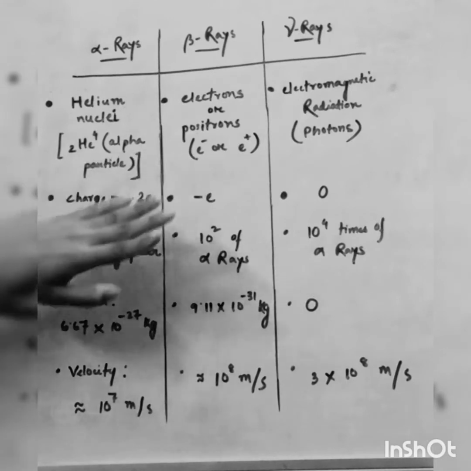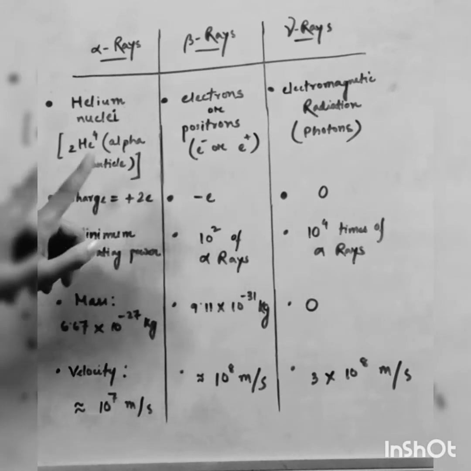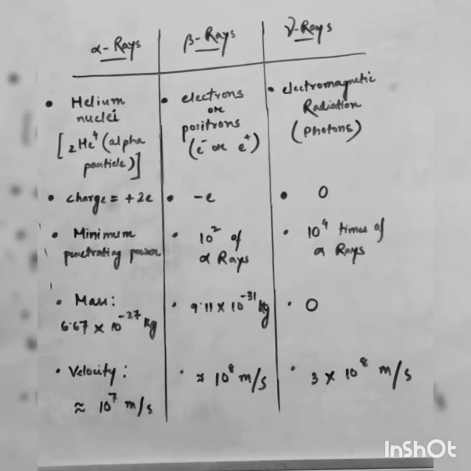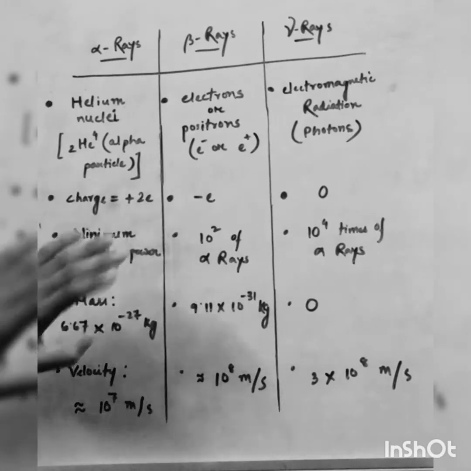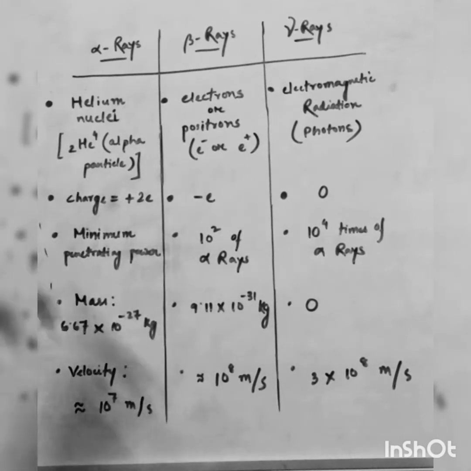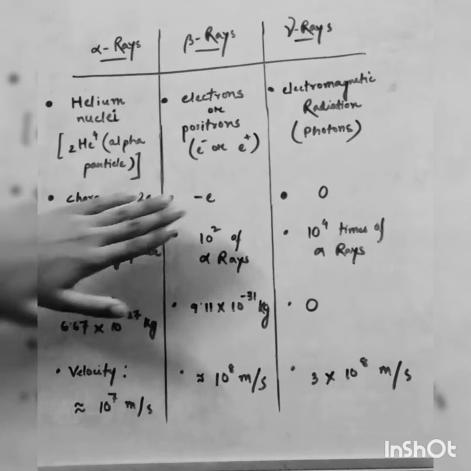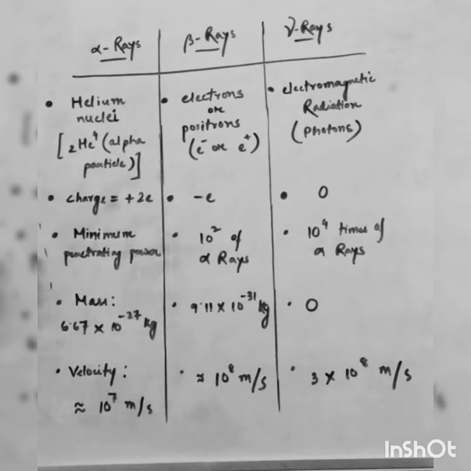You know that 1e can be written as 1.6 into 10 to the power minus 19 coulomb. So plus 2e will be what? 1.6 into 2, right? That's 3.2 into 10 to the power minus 19 coulomb, which is the charge of the alpha particles. They have the minimum penetrating power, that is the power with which it can penetrate any object or surface. When you compare it with beta or gamma radiation, the alpha radiation has the minimum penetrating power.